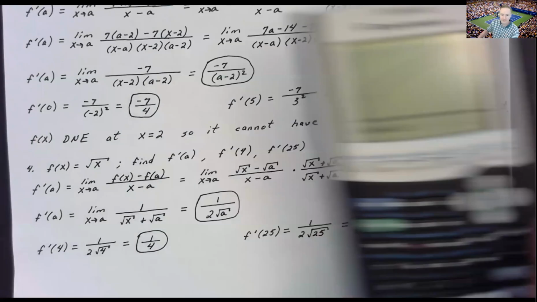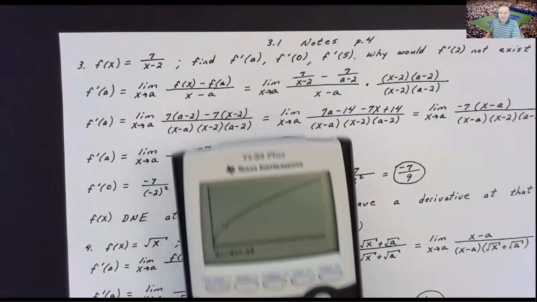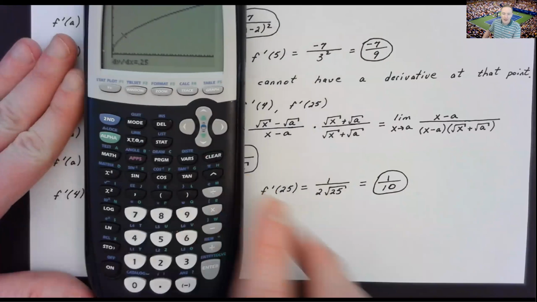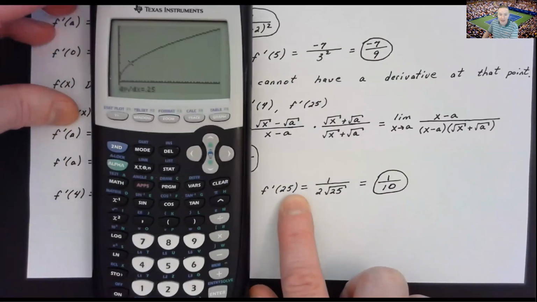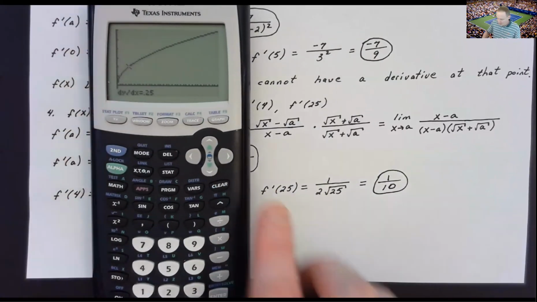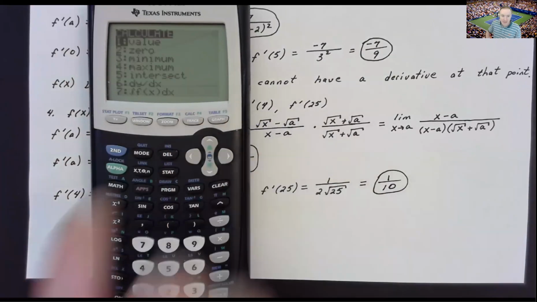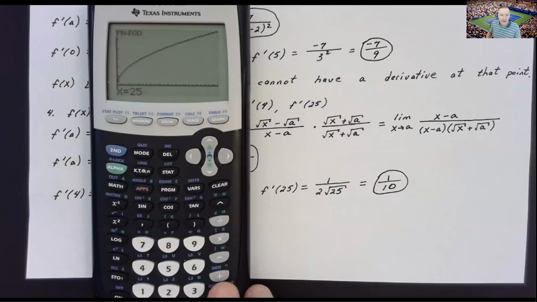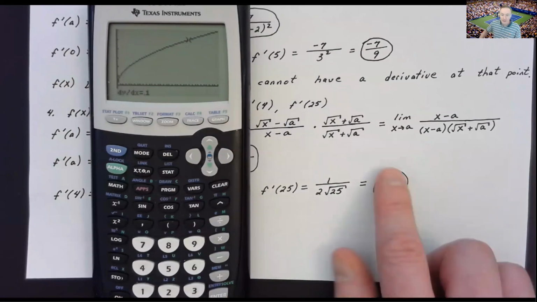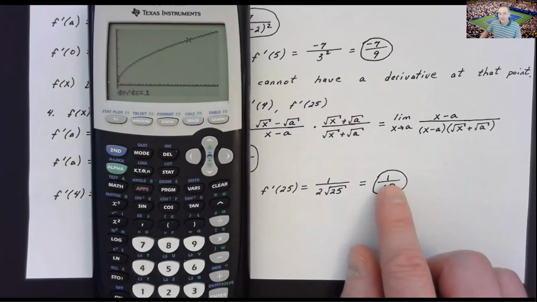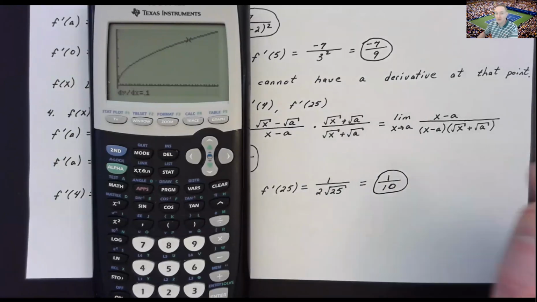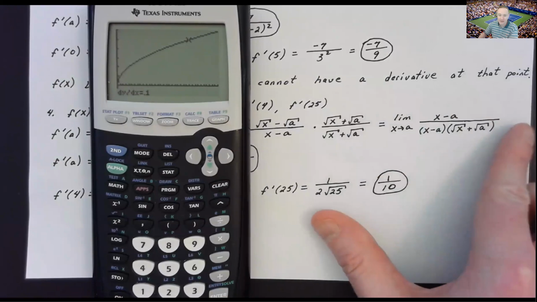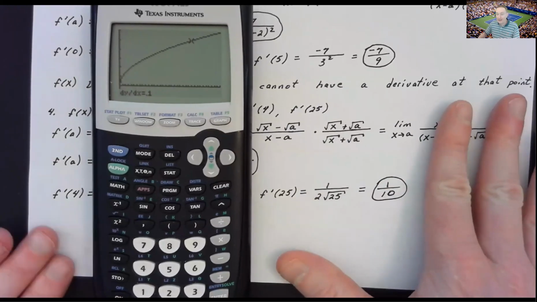Well, now let me go over here to my other value. Sorry, guys. If I find the derivative at 25, I can just second calculate the derivative. When x is 25, it should represent the slope of the curve at that point, and you get your 0.1, which is 1/10.